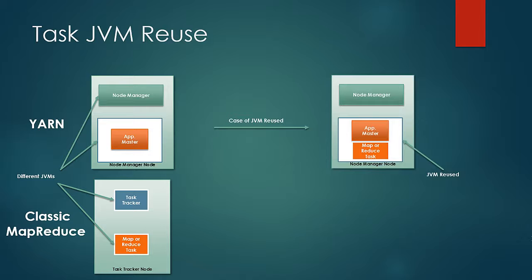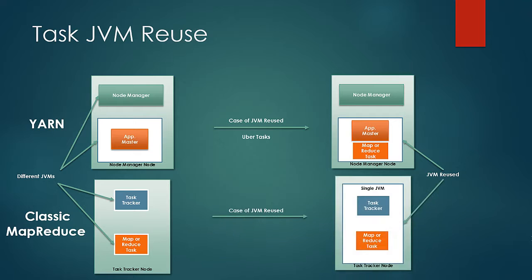The tasks which qualify as small tasks are known as Uber tasks in YARN, and they are launched and run on the same JVM as the application master. In case of MapReduce 1, the task tracker shares the JVM with the map or reduce task. The property mapred.job.reuse.jvm.num.tasks decides how many tasks can be run on the JVM. 1 is the default and -1 can be set to indicate there is no limit to reuse of the JVM.